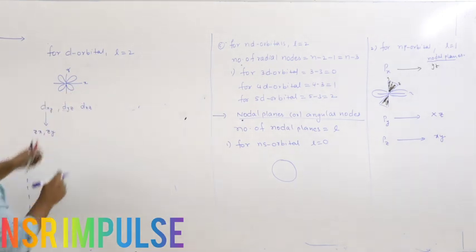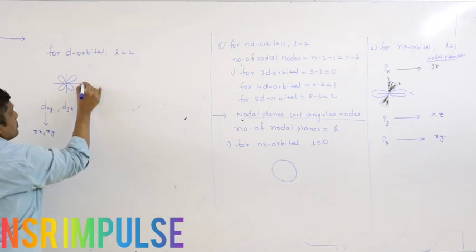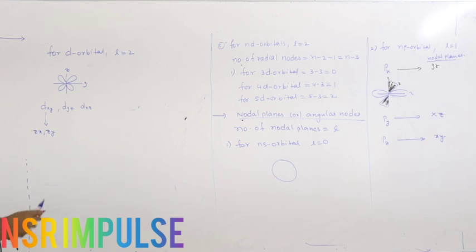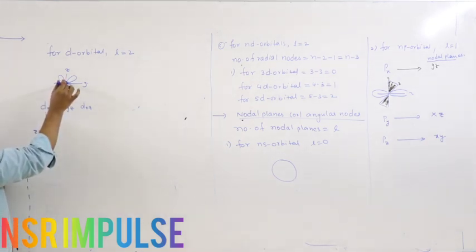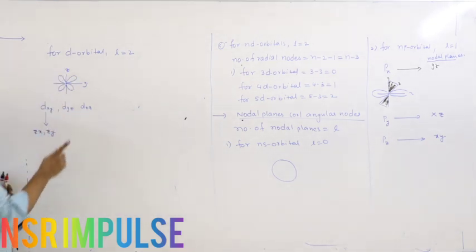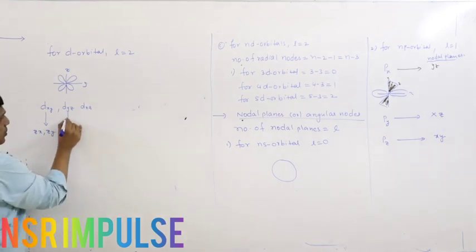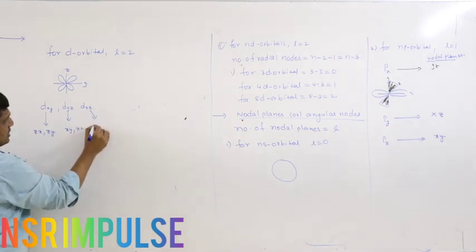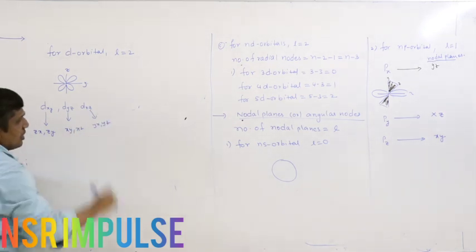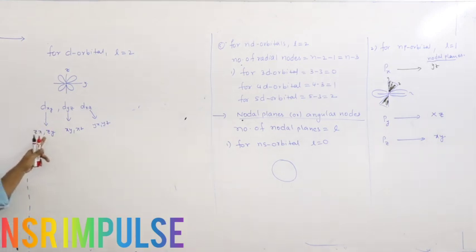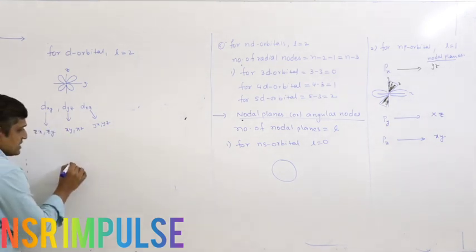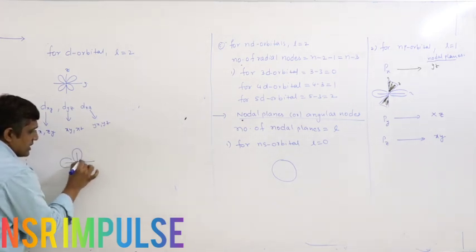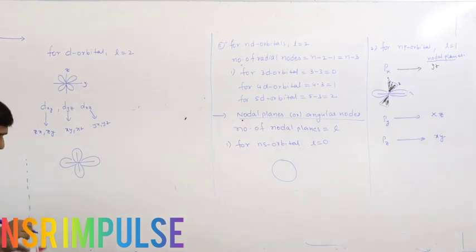Similarly, if I assume this as the yz plane, now the lobes orient in between the y and z axis. Now this becomes the x axis. The xy plane and xz plane don't have the lobes, therefore they will be the nodal planes. And here you can guess it, that is yx and yz will be the nodal planes. So each d orbital has two nodal planes. Coming to dx square minus y square, here the lobes orient along the axes.